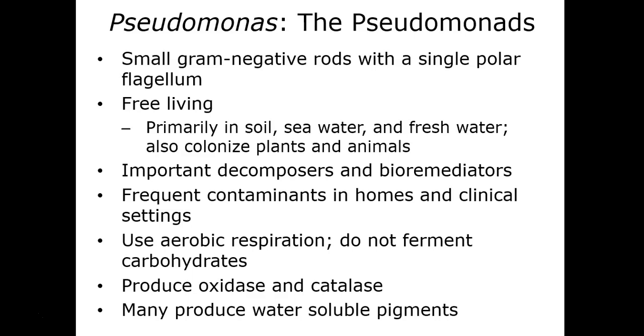Remember that catalase was an enzyme that we saw allows microbes to break down toxic oxygen radicals into things like atmospheric oxygen. And we are going to see that they produce these water-soluble pigments. And these pigments are important because they provide resistance to antibiotics, and they also are pathogenic and kill off other microbes that grow near the Pseudomonas.